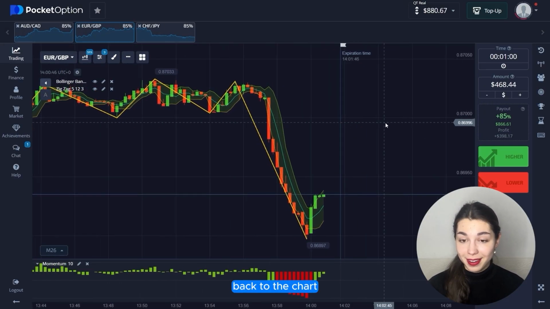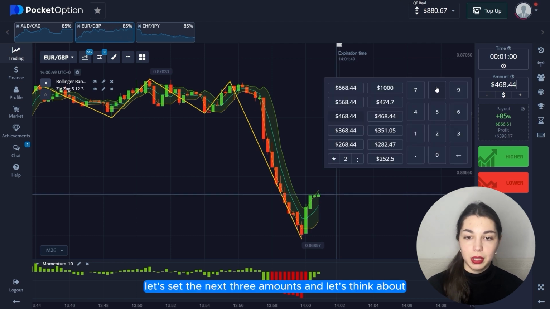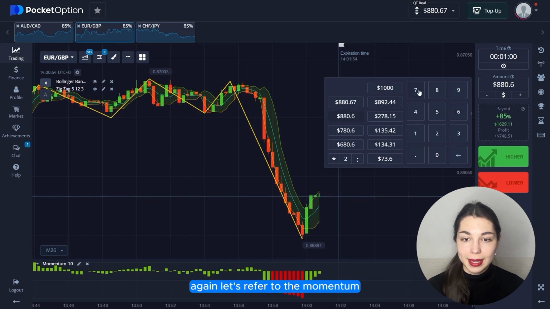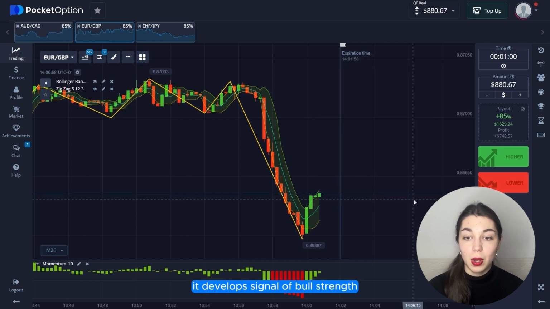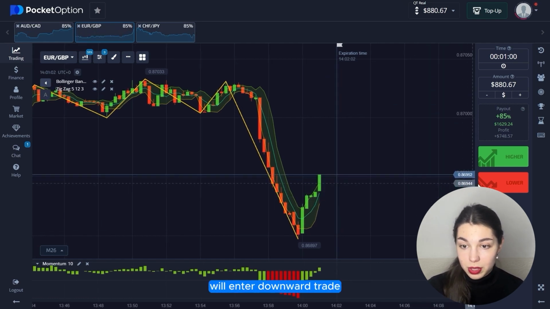Back to the chart. Let's take a look at the reversal. Let's set the next trade amount and let's think about how long the bulls will stay stronger. Again, let's refer to the momentum. Low green bars, a typical signal of a bull trend. In a prolonged downward trend, we'll enter a downward trade.